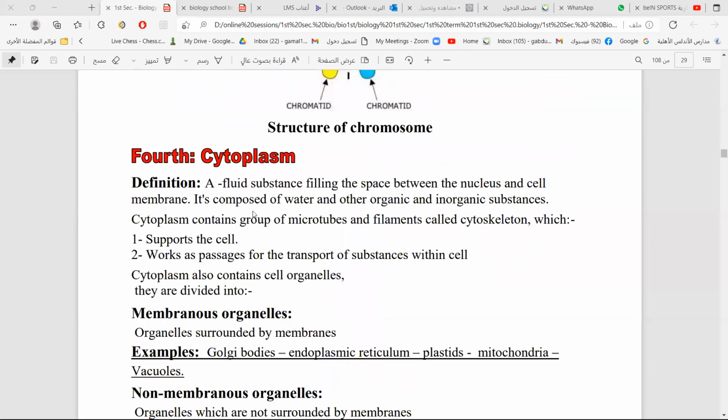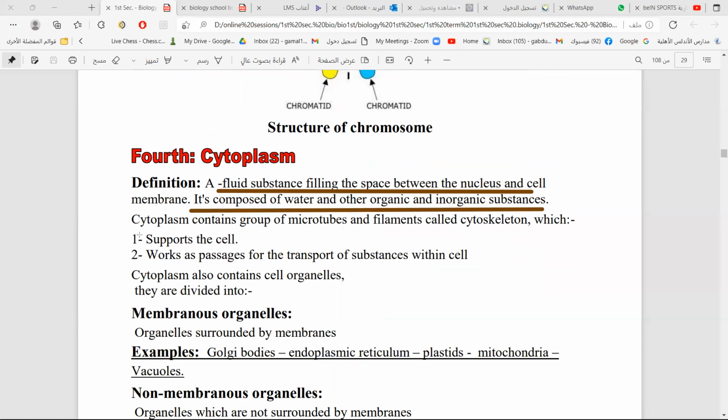Now we can go inside the cytoplasm. The cytoplasm is a fluid or a liquid filling the space between the cell membrane and the nucleus. It's composed of water and some organic and inorganic substances.